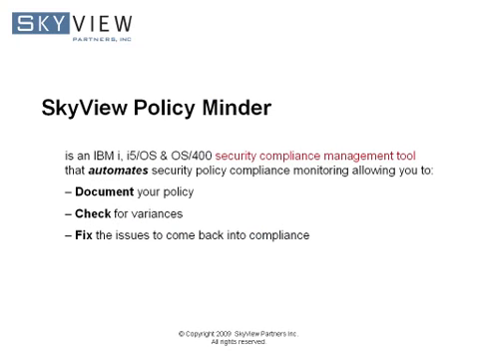So you can see that Skyview PolicyMinder has the ability to provide a lot of automation. It is a security compliance management tool, and it also provides a lot of security administration abilities as well. But PolicyMinder allows you to automate your security policy compliance monitoring. It allows you to document your policy. It allows you to check for variances or deviations from that policy. And finally, it allows you to automatically fix those issues so that you can come back into compliance.